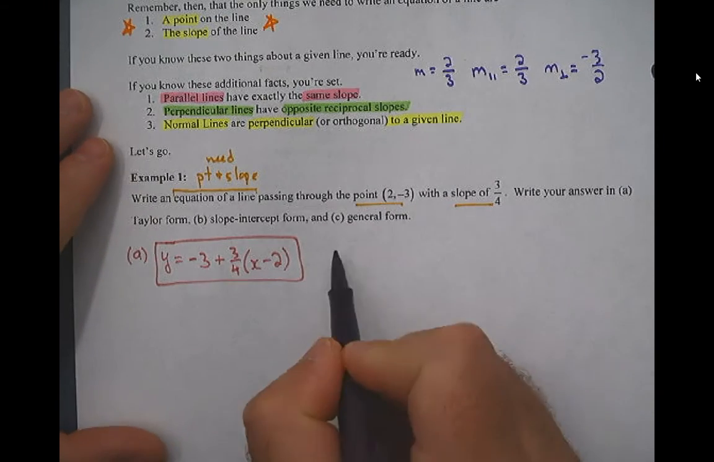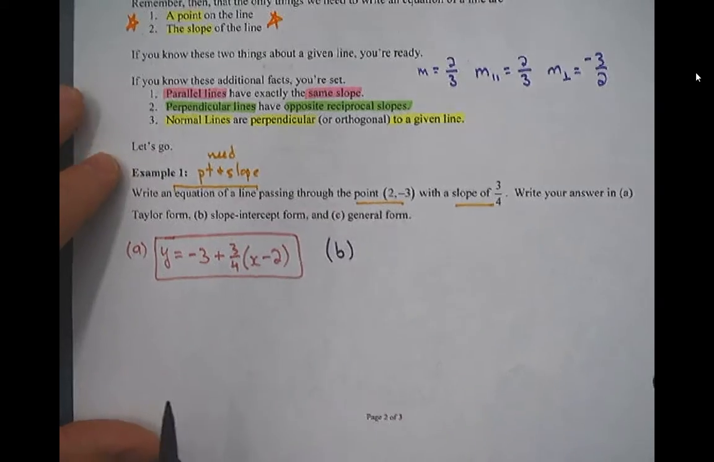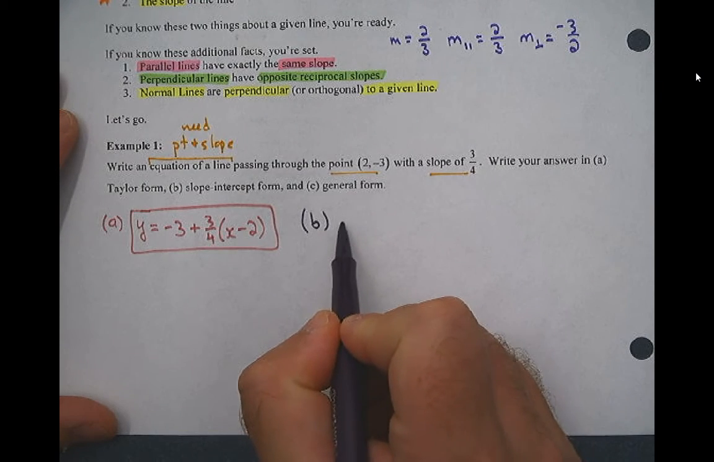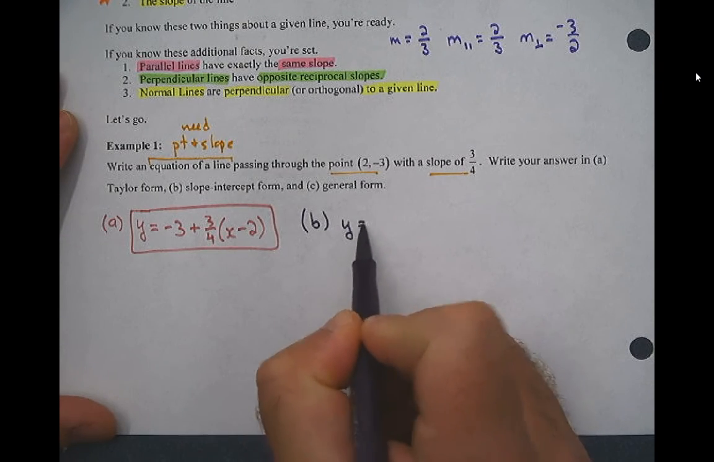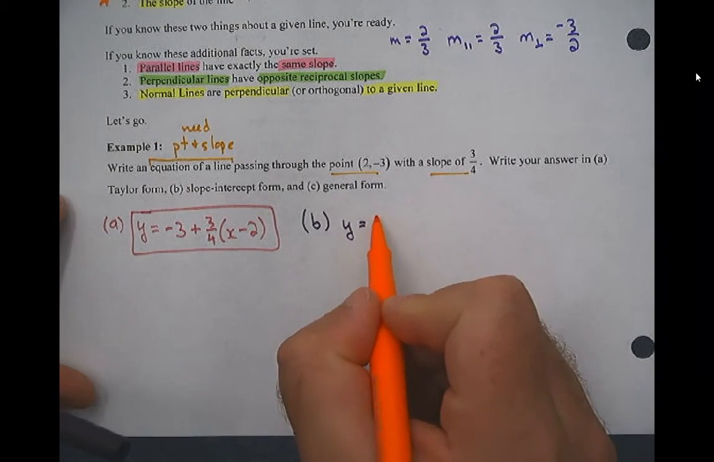Part B, write an equation in slope-intercept form. Now you can go right into slope-intercept form. So you would start off with y equals mx plus b. Y equals, do we know what m is? Yes, we do. Our slope is 3/4.